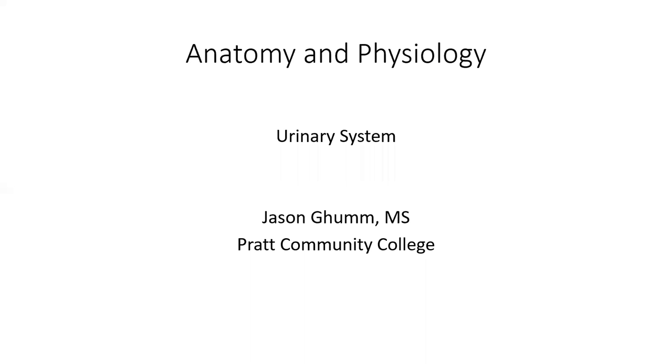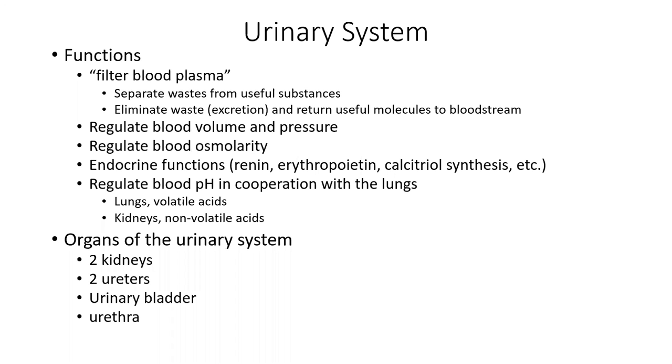This is the urinary system. The functions of the urinary system are to basically filter the plasma from the blood. What this means is that it's going to separate anything that your body needs from anything that your body does not need. So it's going to eliminate the wastes or toxins or whatnot. It also helps regulate blood volume and pressure.